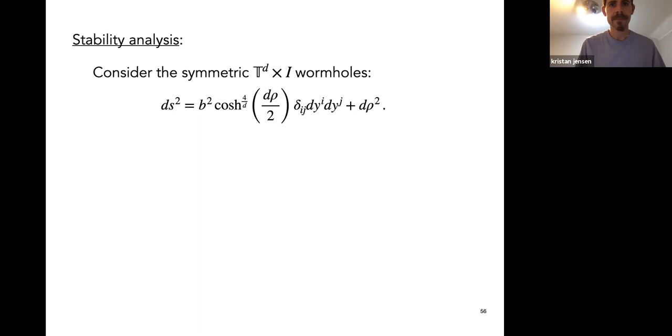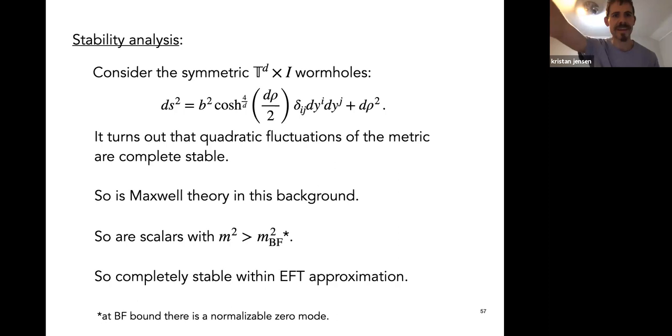If we talk about these highly symmetric wormholes, well, this is a little hard, but it's not too bad to do, actually. It turns out that the quadratic fluctuations of the metric in this background are completely stable. So is Maxwell theory. So are scalars, as long as their mass squared lives above the BF bound. And at the BF bound, it's not that you're unstable, it's just there's a zero mode. So from the point of view of effective field theory on this spacetime, it's completely stable.